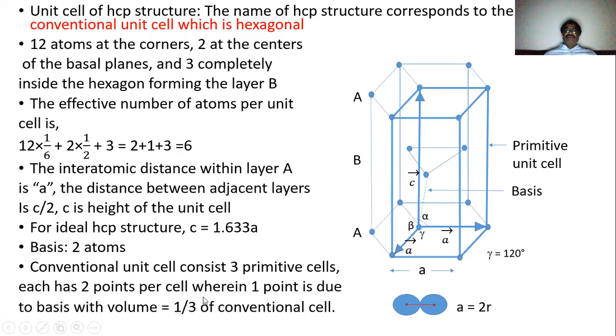each has 2 points per cell. Okay, how are these the 2 points? So you look at the primitive unit cell shown here. It has 8 lattice points at the corners. So these are shared by 8 unit cells. So 8 into 1 by 8, that is equal to 1. And this one belongs to this unit cell. Okay, so 1 into 1. So again 1. 1 plus 1 equal to 2. So 2 atoms per unit cell in case of the primitive unit cell.